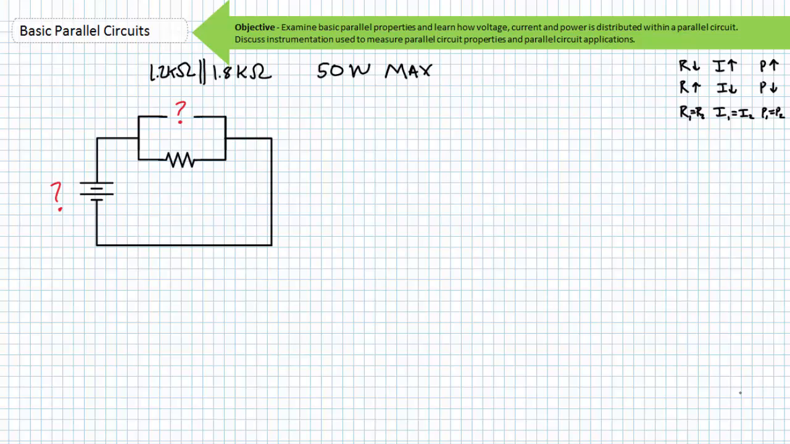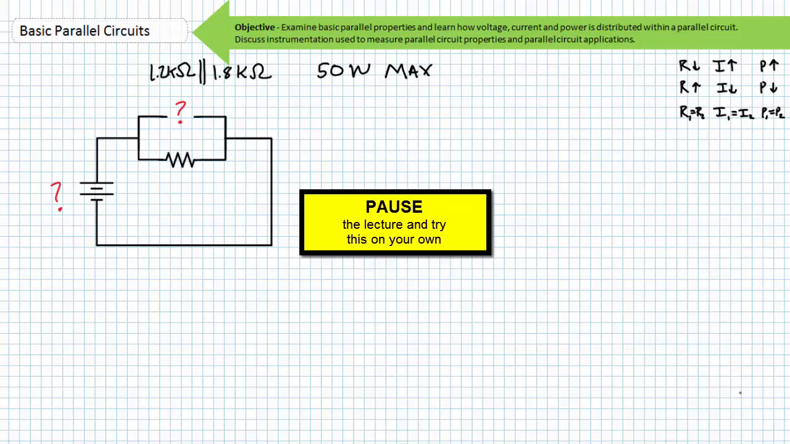Question 2. What was the voltage across the parallel combination at the time of ignition? And 3. What was the current through and power dissipated by each element at the time of ignition? Let me remind you, you have the skills necessary to solve this. This won't be easy, and it will require some thought. Pause the lecture and think about this.